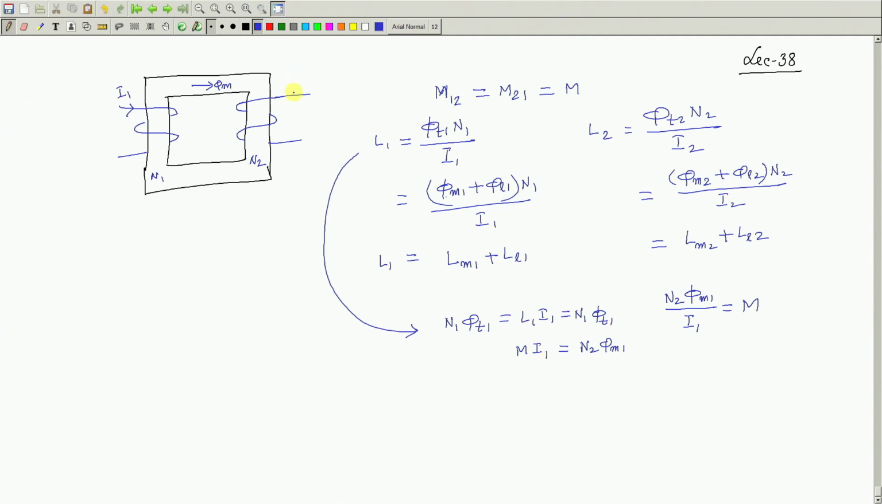Now, if both the coils carry current, and if I1 and I2 are constant, then of course there will be no voltage drop between these two points, since L1 dI1/dt will be 0. Similarly, the induced voltage in the other coil, which will be M dI1/dt, will also be 0. Therefore, now let us see what happens in the time varying case.